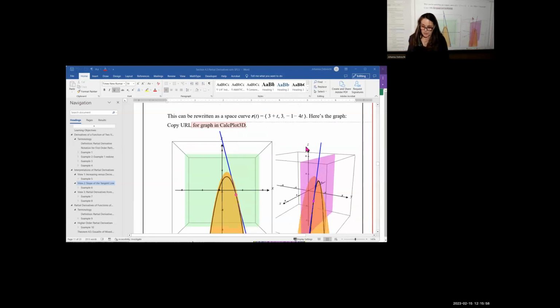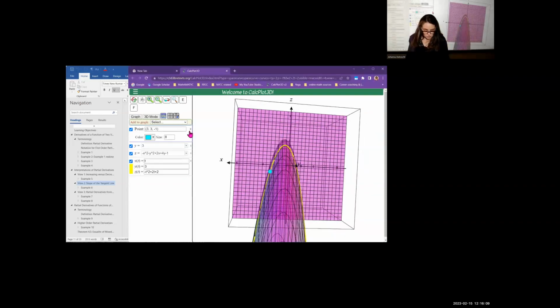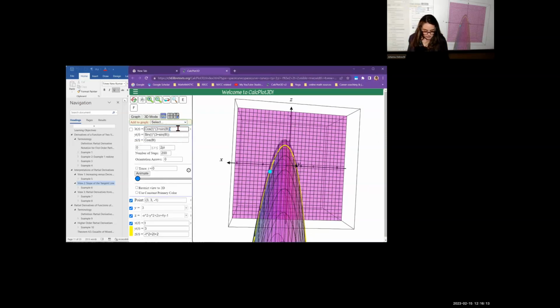Okay, so somebody help me remember this. 3 plus t, 3, and negative 1 minus 4t. Okay, 3 plus t, 3. I'm never going to remember that. Okay. 3 plus t, 3, and was it negative 1 minus 4t?